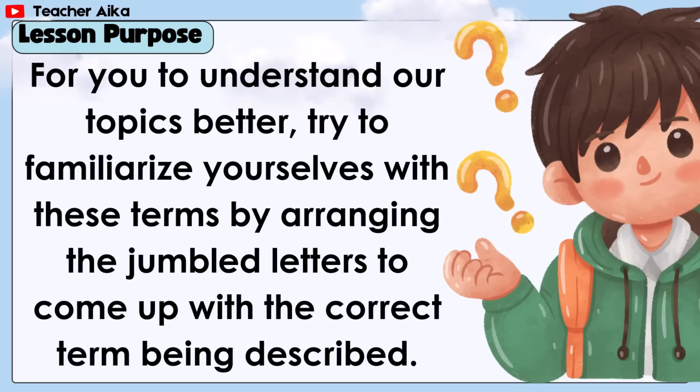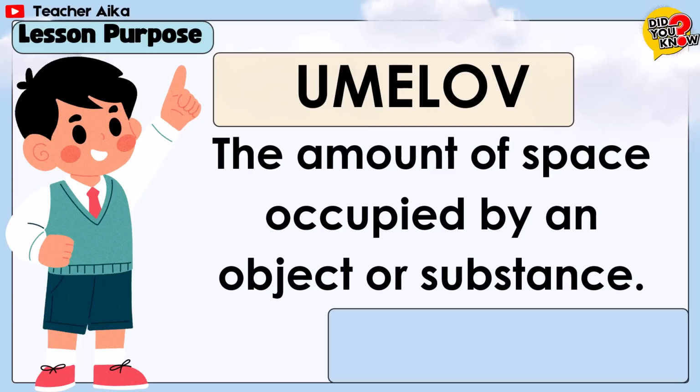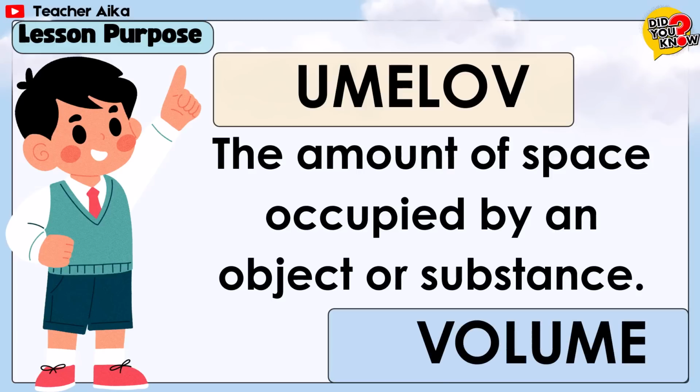For you to understand our topics better, try to familiarize yourselves with these terms by arranging the jumbled letters to come up with the correct term being described. Our first jumbled word is umelov. This is the amount of space occupied by an object or substance. The answer is volume. Volume.